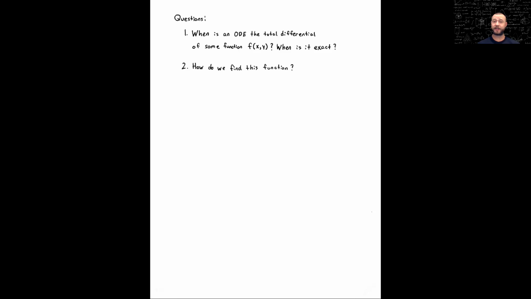Once we have that criteria, if the ODE is exact, then how do we solve it? That amounts to us finding that function, what we've been calling f of x comma y, what we call in mathematics and physics the potential function. So if it is exact, how do we find that function? How do we find the potential function which solves the ODE? All right, so let's answer question 1 first.